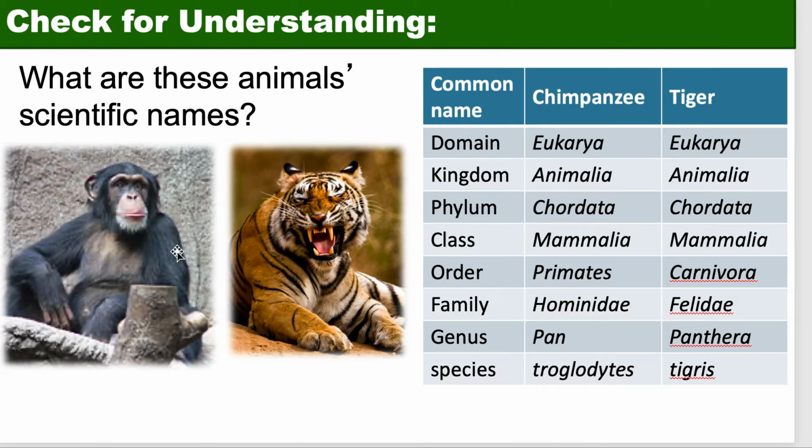So let's see if you've got it. We've got a chimpanzee and a tiger here, with all of their levels from domain to species. What are going to be these animals' scientific names? For the chimpanzee, the scientific name would be formally written Pan troglodytes, just these two words, and for the tiger it would be Panthera tigris.